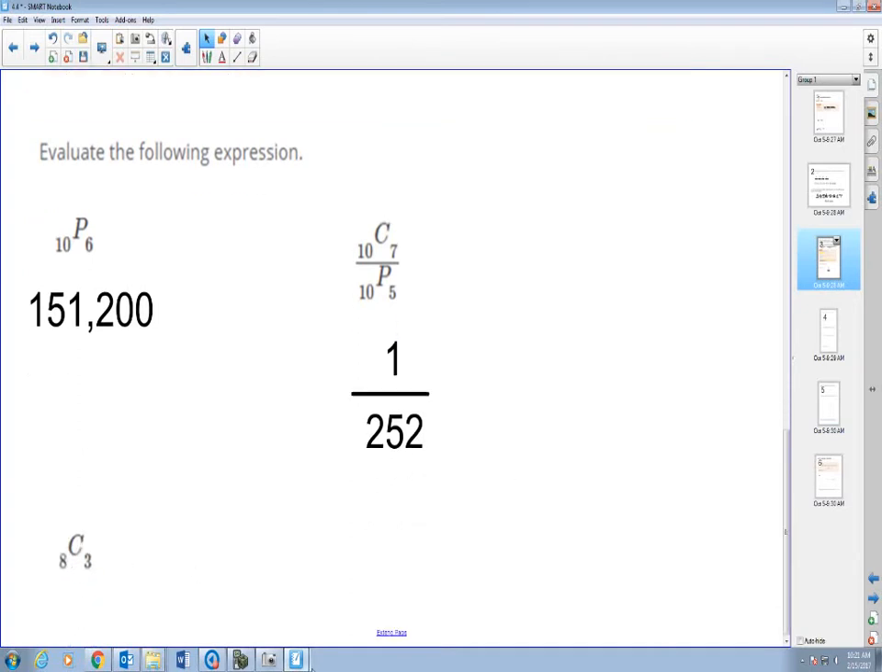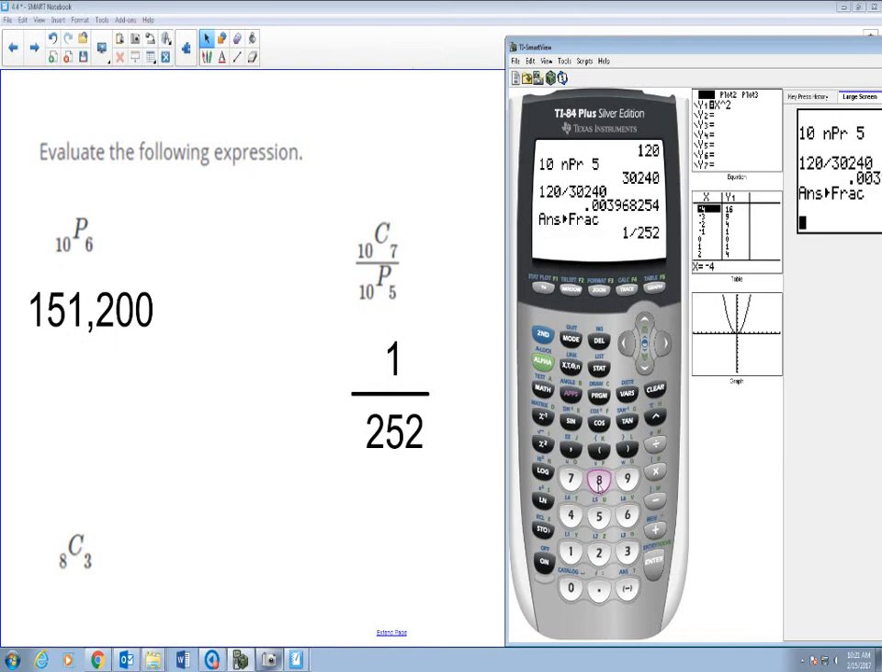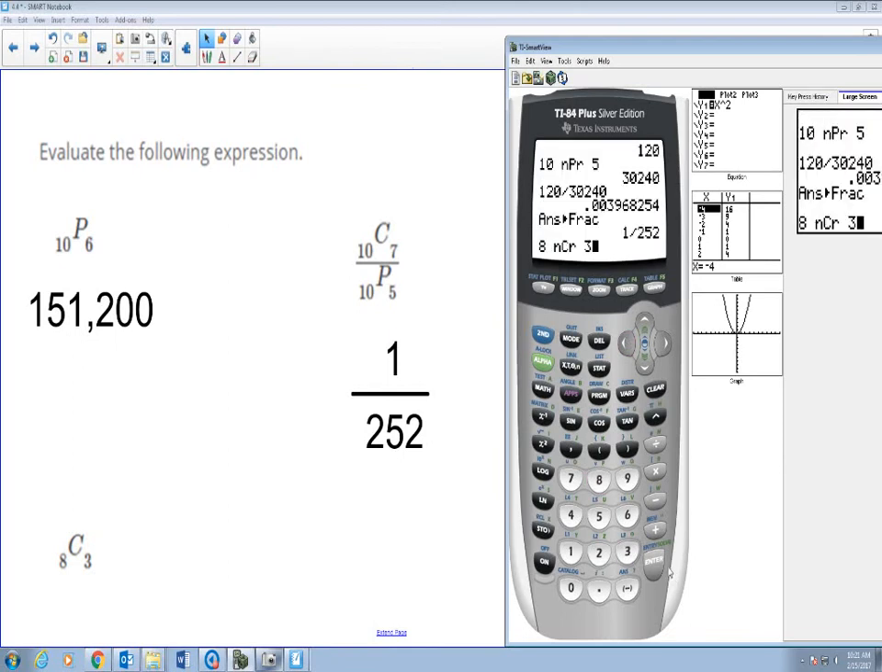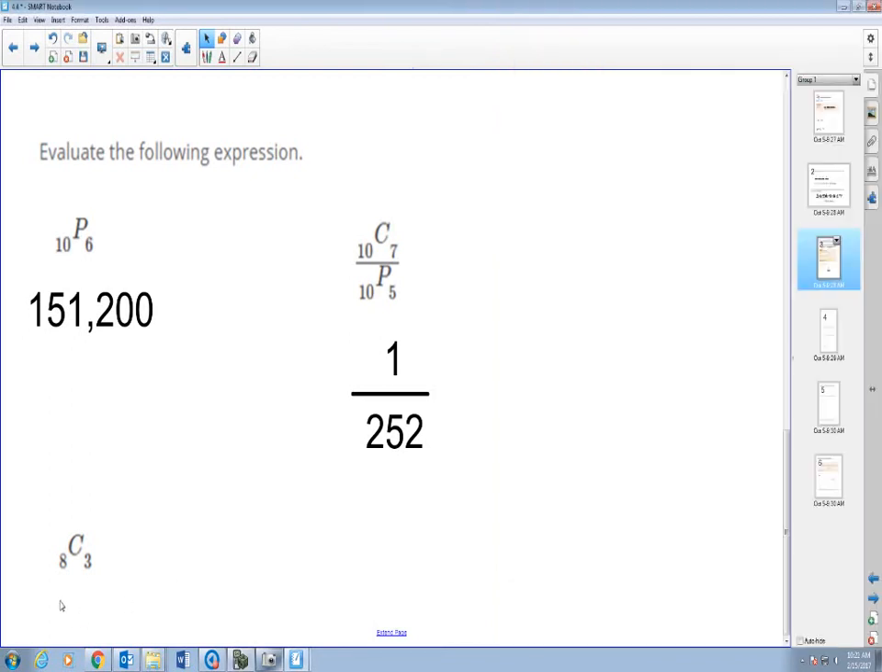Alright, 8 choosing 3. So 8 combination, choosing 3 of them. That will be 56 ways. Okay.